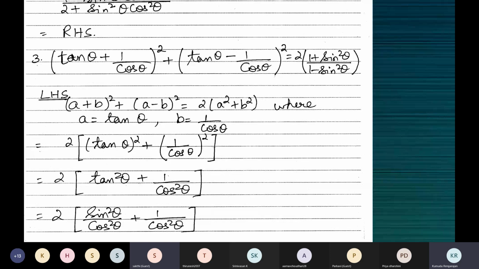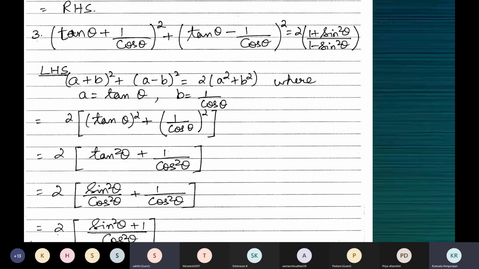Next, write the cos square theta as 1 minus sin square theta, ma'am. So 2 into (1 plus sin square theta) by (1 minus sin square theta). Yeah, but that we will do in the next step. At this stage, what shall we do? Ma'am, 2 into (sin square theta plus 1) by cos square theta. Yeah, so common denominator. Correct. LCM is cos square theta. So cos square theta is the common denominator, and we have sin square theta plus 1.